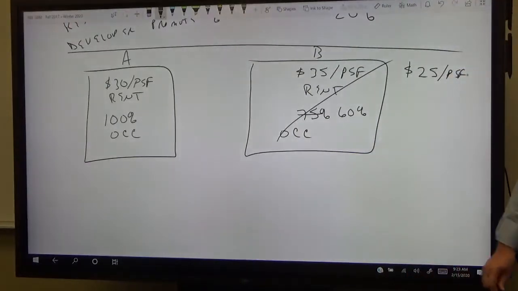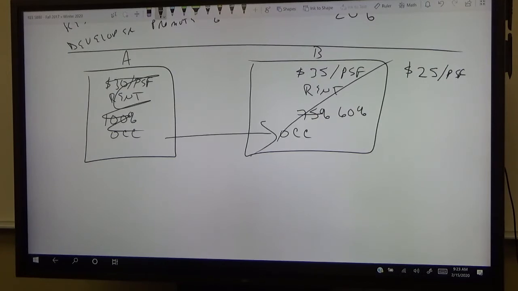Okay, now all of a sudden, this person's able to charge $25 a square foot because their cost basis is so much less. They're able to do what? Steal a good portion of the tenants from over here to put them over here, potentially putting this one into bankruptcy.